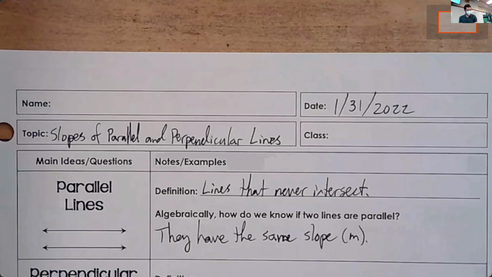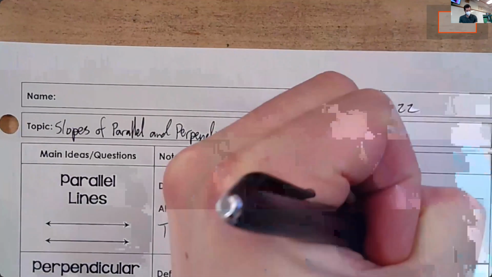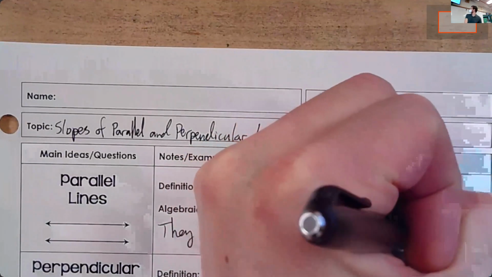A quick little example over here would be, let's say y = 2x + 1 and y = 2x - 7. So the slopes of those two lines right here are 2. The y-intercepts are different. This one's 1, that one's -7. So it's not the same line, but because they have the same slope, that means that they are parallel.